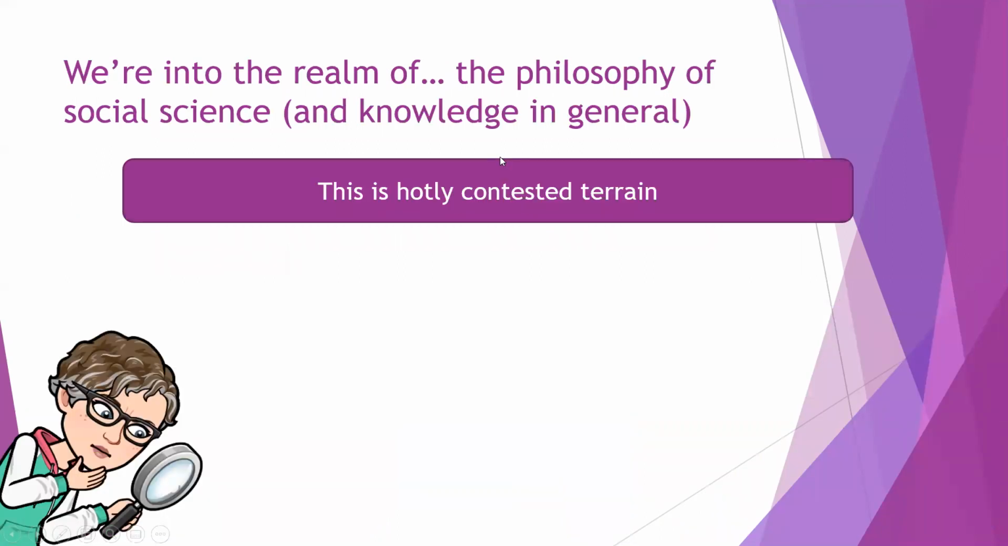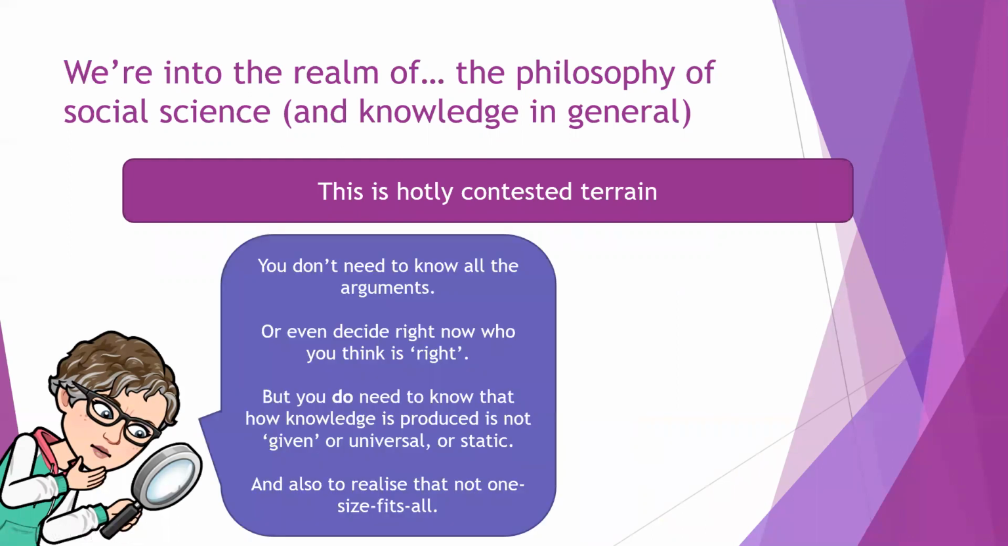And we're really into the thick of the realm of the philosophy of social science. Okay, it's hotly contested terrain, and you don't need to know all the arguments, at least at a master's level, about all these different types of knowledge production and the history of them, etc. Although you'll probably start to read some of them as you investigate your particular area of literature and research. You don't even need to right now decide who you think is right, although you'll start to come to some inklings, I'm sure. But you do need to know that how knowledge is produced is not given, it's not universal, it's certainly not static. And that's quite exciting, actually.